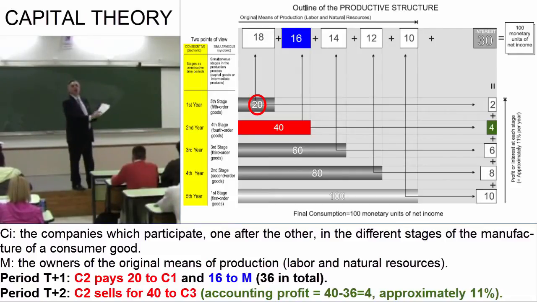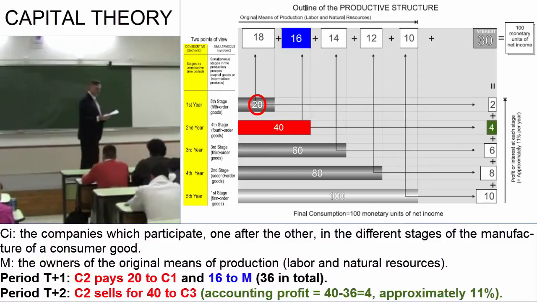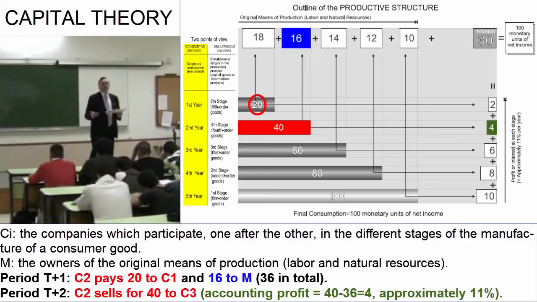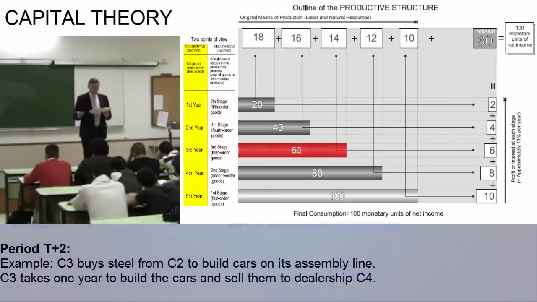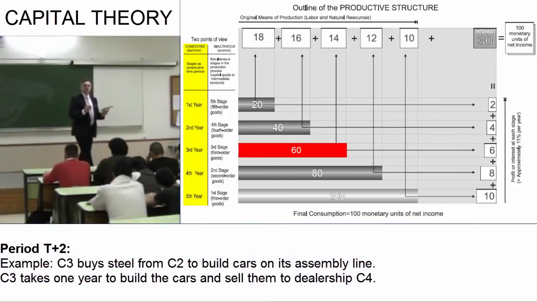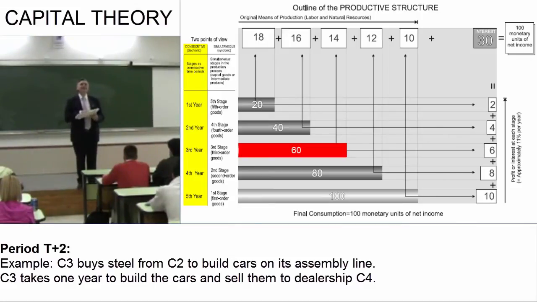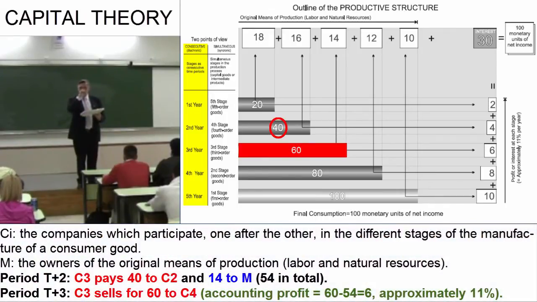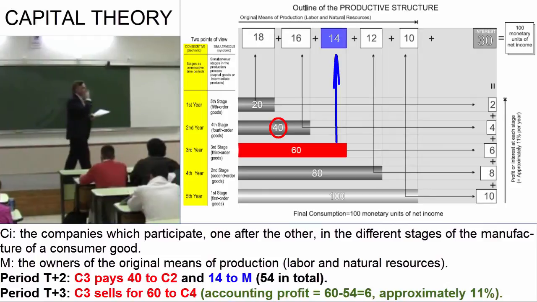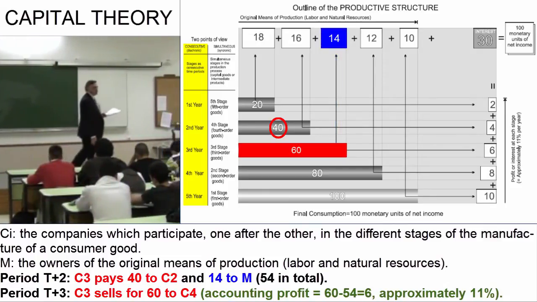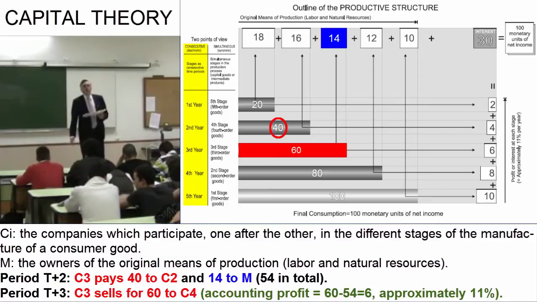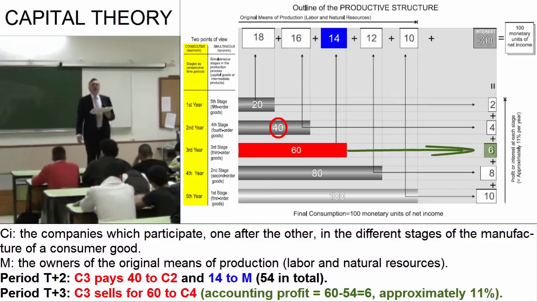And we will imagine the process of production continues and enters its third year, since we are following the diachronic outline. Well, imagine the steel is purchased by a number of car manufacturers and enters the assembly line. The car companies sell the cars for 60 units, but they have had to buy steel for 40, and they have also hired workers and have paid them 14. 40 plus 14 is 54. They sell the cars for 60 units and make a profit of 6, which is also more or less 11%, and that takes 1 year.